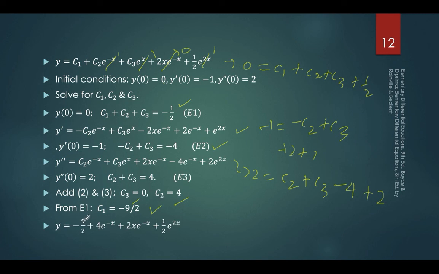And then we substitute in your general solution. This is your general solution. Your C1, C2, no more C3, and then your particular, this is your y sub p rather. So this is your particular solution of your differential equation.